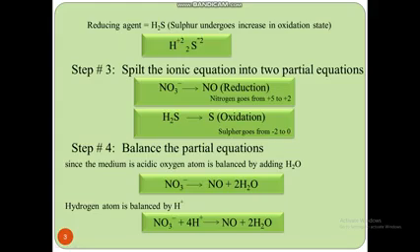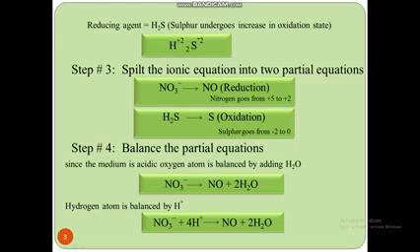As in free state, the oxidation state of an atom is 0. Step number 4. In this step, we have to balance the partial equations. Since the medium is acidic, oxygen atoms are balanced by adding water molecules. In the first partial equation, there are 3 oxygen atoms on the left and 1 oxygen atom on the right. 3 minus 1 is 2, so we have to add 2 water molecules on the right.